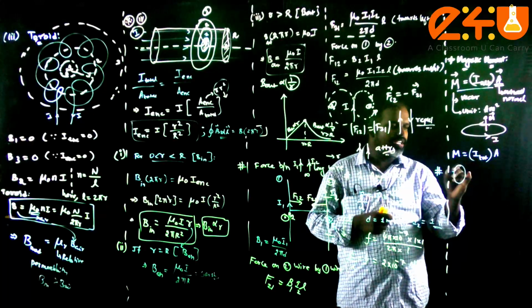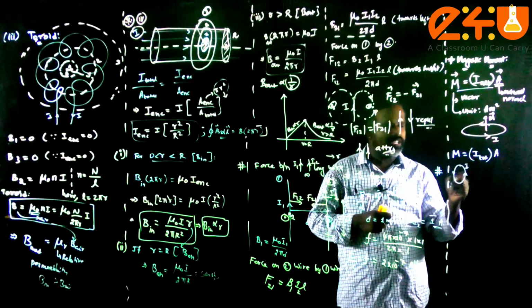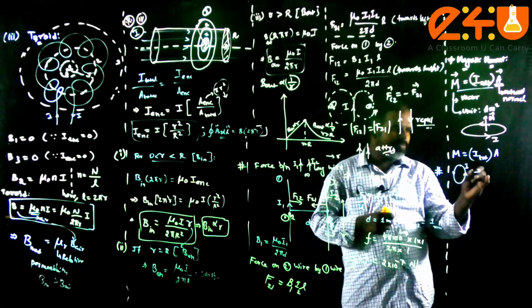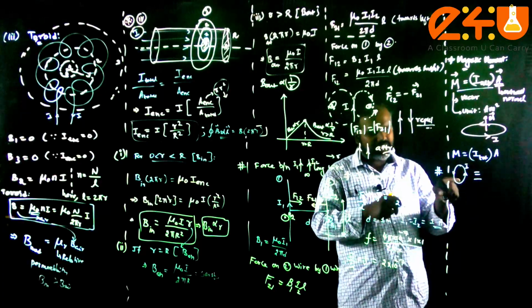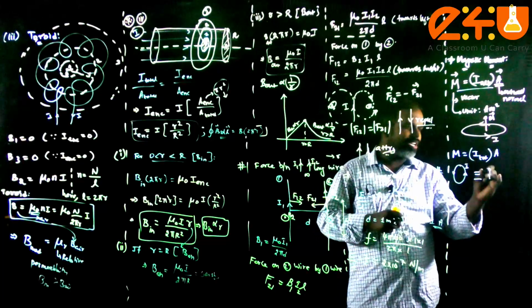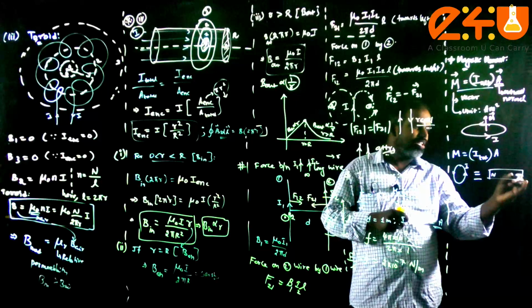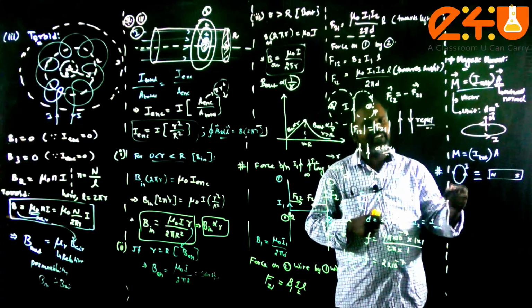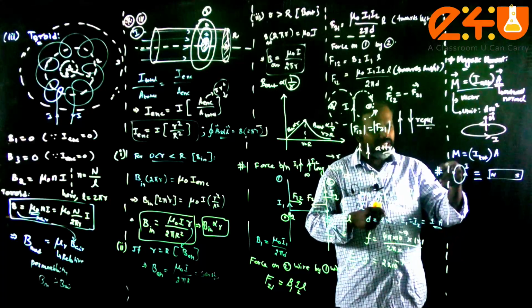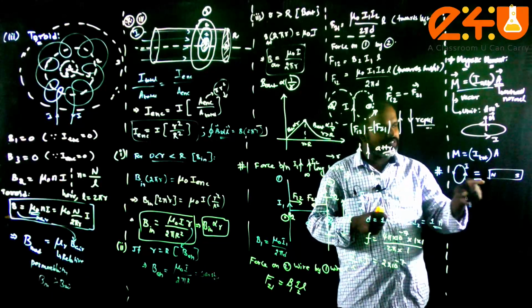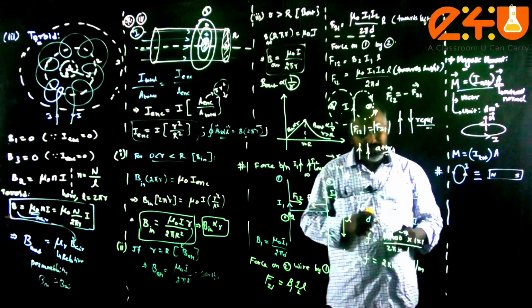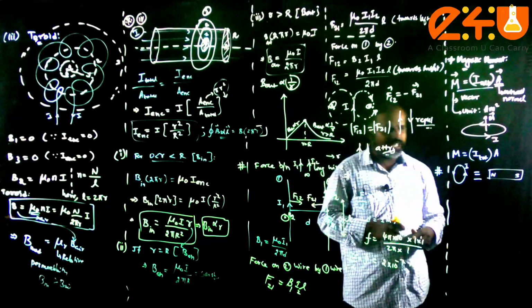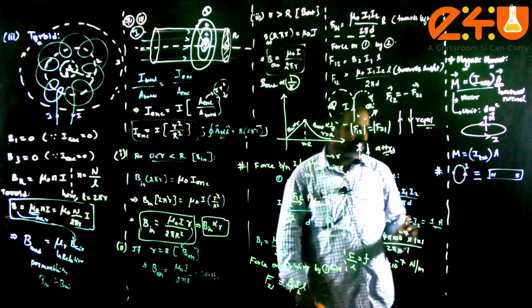The other concept is that any current carrying loop or coil behaves very similar to a bar magnet. A current carrying circular loop or circular coil or current carrying solenoid, all the current carrying systems will behave very similar to a bar magnet. So how to prove this? I will take a very simple expression.